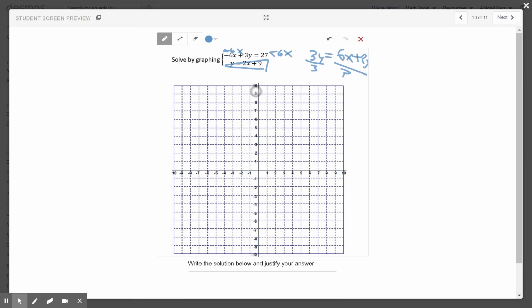So I'm just going to do it once. I can't go up 2, so I'm going to go down 2, left 1, down 2, left 1. And since the two lines are identical, I'm only going to graph them once. And then the answer is infinitely many solutions.